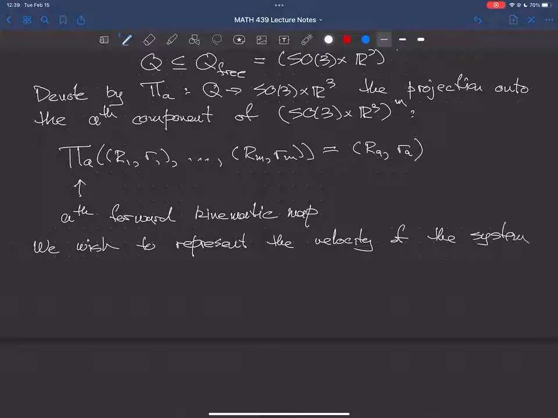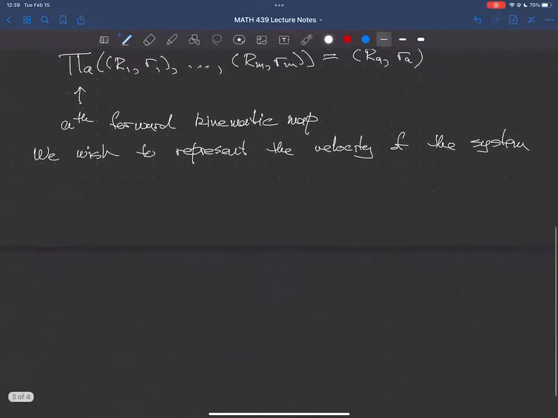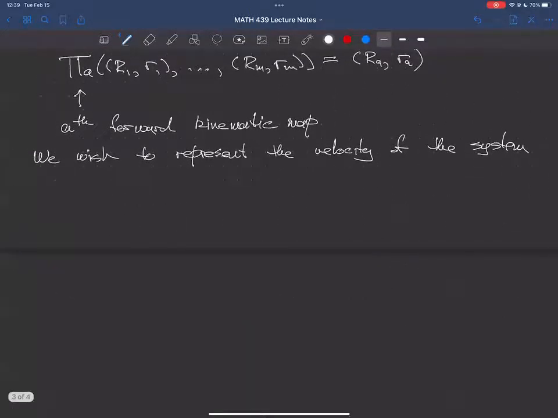Okay, so the system means the interconnection of these m bodies, and they're all going to be in motion somehow, in such a way that they satisfy the constraints prescribed by Q, and we want to represent the velocity of that as it undergoes a motion.